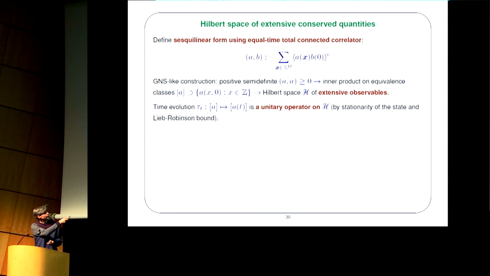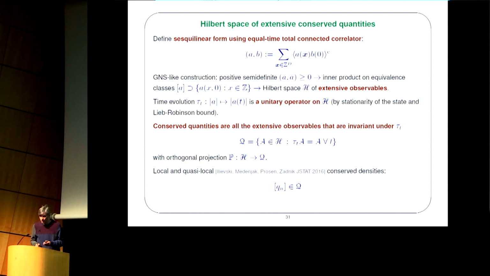Time evolution on that Hilbert space can be shown to be unitary, and you can define the set of conserved quantities simply as all the elements of that space which are invariant under time evolution. This is a closed space. There's a projection of this Hilbert space on that closed space. And this is what I claim is the correct set of hydrodynamic modes. The Hilbert space correctly represents the hydrodynamic modes.